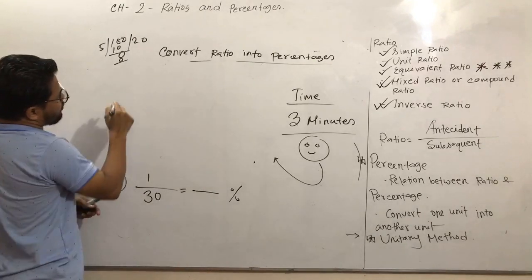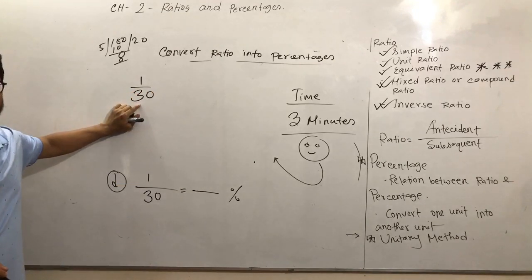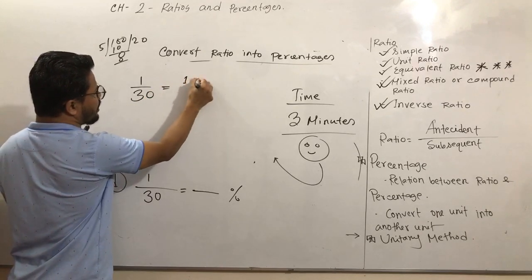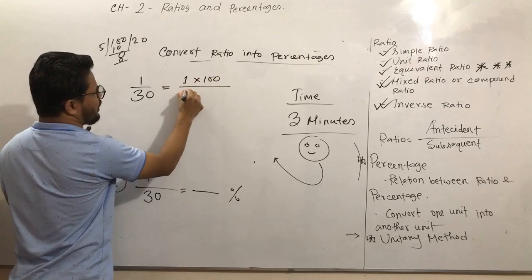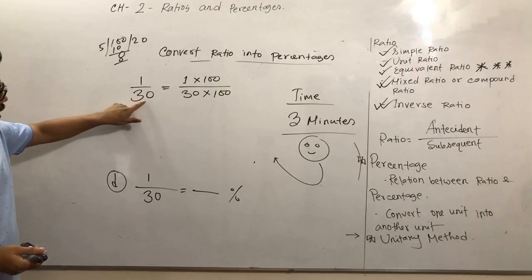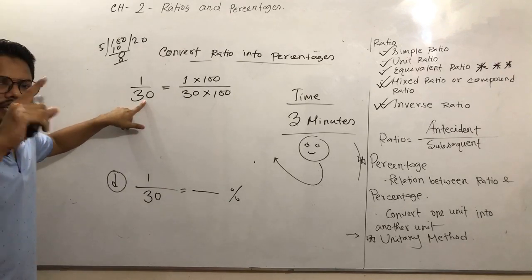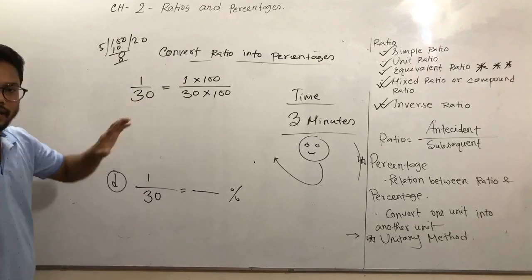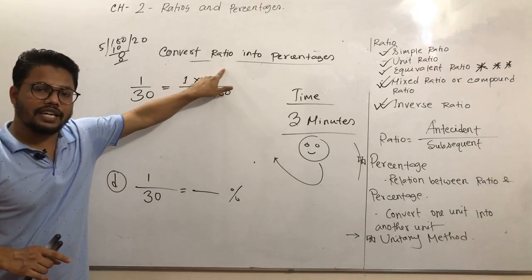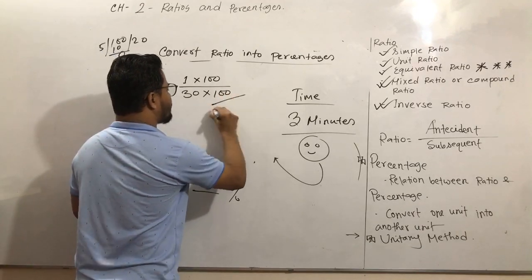How can you convert 1 by 30? We cannot divide 100 by 30 evenly, so you can do this by using this method: 1 multiplied by 100 and then 30 multiplied by 100. This is another method. If you think you cannot convert this 30 into 100 by multiplying by any other number directly, then you can multiply by 100 both the antecedent part and the subsequent part. Now it will be reserved to compare with 100.